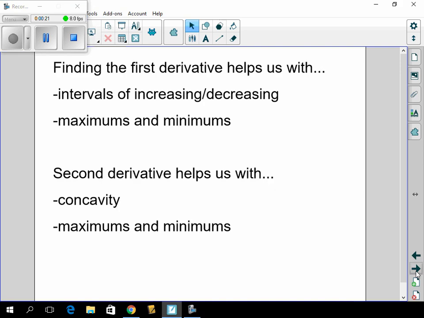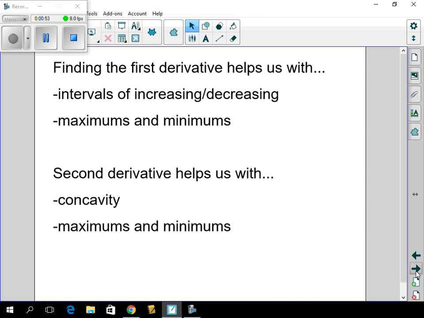So when we found the first derivative and used a sign chart, that helped us find the intervals of increasing and decreasing, and it also helped us find our maximums and minimums. We had our critical points, where our derivative was equal to 0. Once we had those critical points, we looked at values on either side and determined if the derivative was positive or negative. Then we determined if it was increasing or decreasing, and based on that, we said it was a local max or min.